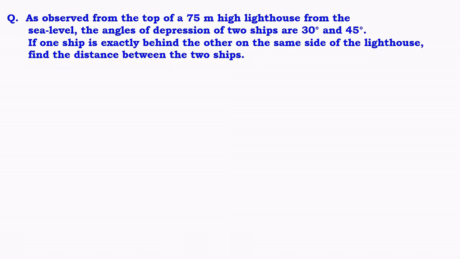Now, let us understand the question. As observed from the top of a 75-meter high lighthouse from sea level, the angles of depression of two ships are 30 degrees and 45 degrees. One ship is exactly behind the other on the same side of the lighthouse. We have to find the distance between the two ships.